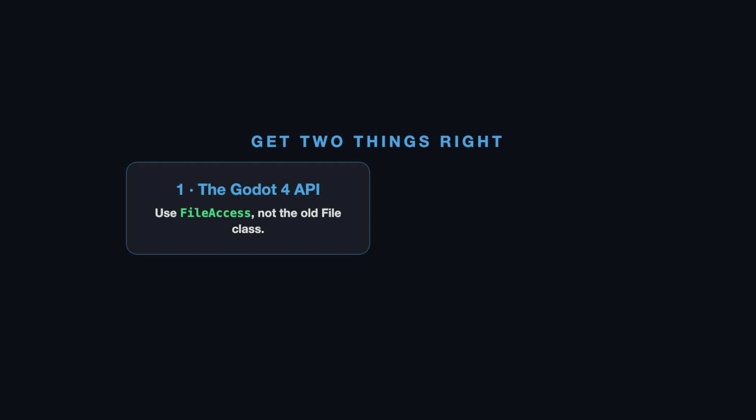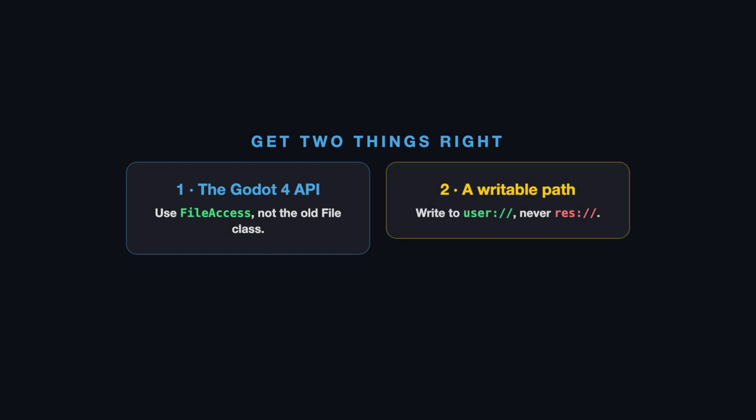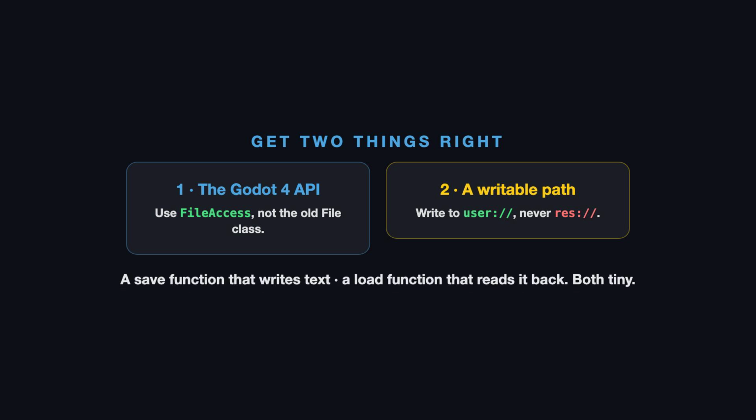So a real Godot save system has to get two things right. Use the current Godot 4 file API. And write to a location that's actually writable on a player's machine. Get those two right and the rest is easy. Here's the shape of what we're building. A save function that turns your game state into text and writes it to disk. A load function that reads it back and hands you your data. Both tiny. Let's design the data first.